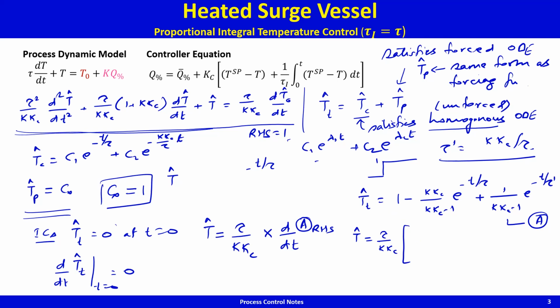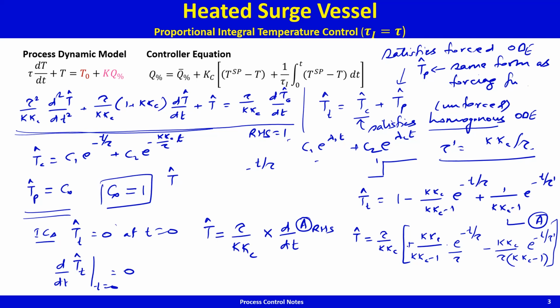the derivative of this: derivative of 1 is 0, derivative of this is going to be minus kc divided by kc minus 1 times e to the power minus t by tau, and minus minus becomes positive, divided by tau. Over here, what will come is minus, tau prime is kc by tau, okay, so this is going to be minus kc by tau times kc minus 1 e to the power minus t by tau prime.